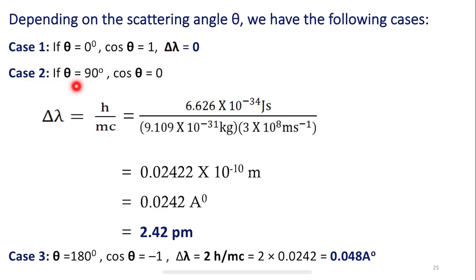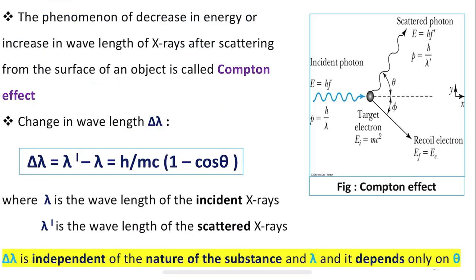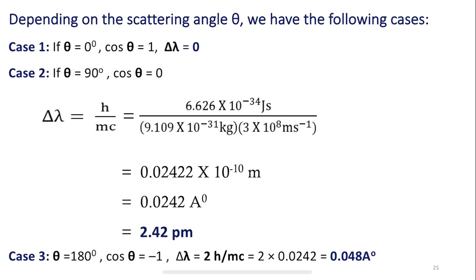Whereas in case 2, if theta equals 90 degrees, here theta is the scattering angle. When an incident ray falls on carbon, the electron gets scattered. This is the scattered photon, and this is called the recoil electron. And what is the angle measured here? I am talking about this angle. Here we are discussing the different cases, the different possibilities.